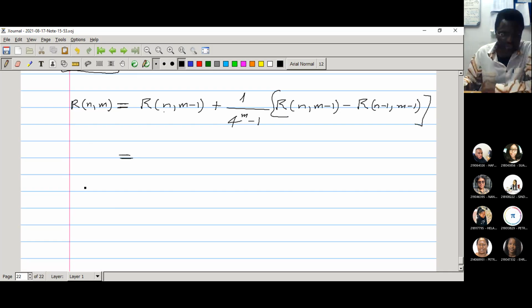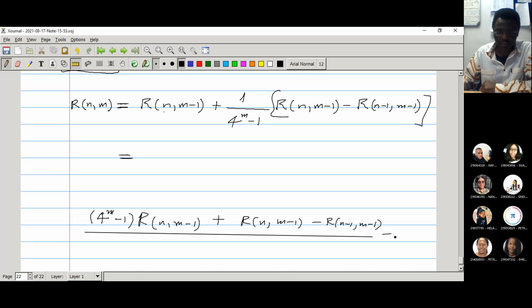Okay, let me write everything. So if I cross multiply and add to this one, the numerator will become what? 4 to the m minus 1 R n, m minus 1 plus, I will add the numerator, that is plus R n, m minus 1 minus R n minus 1, m minus 1, by the same denominator, which is 4 to the m minus 1.